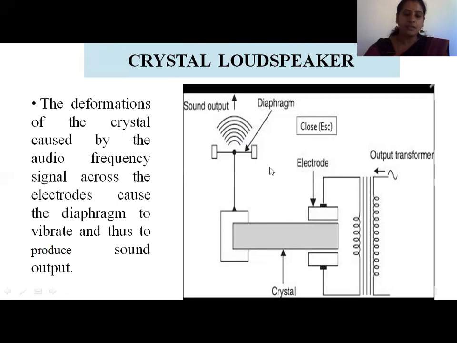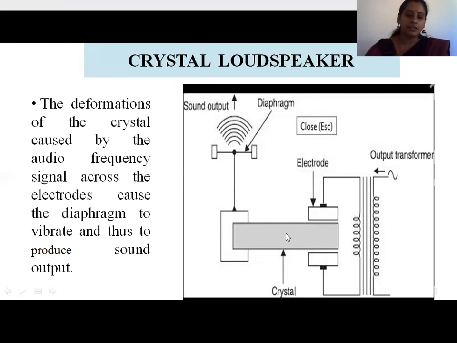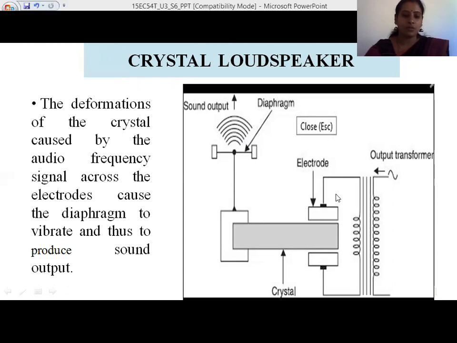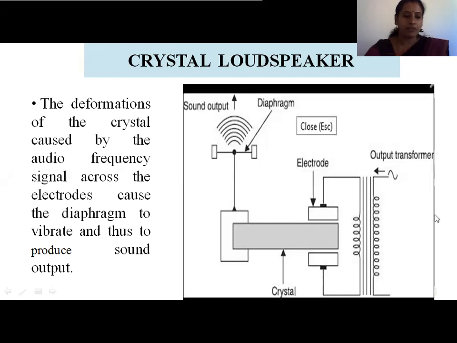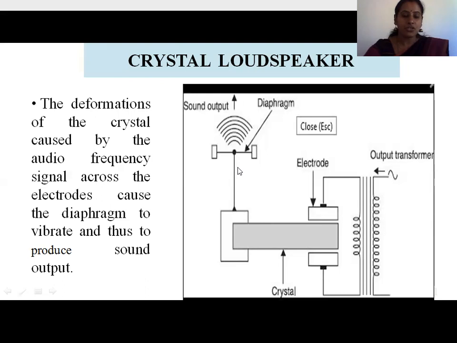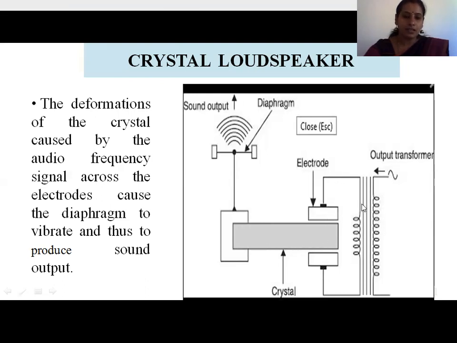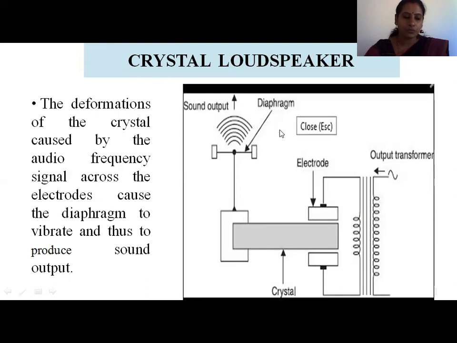So the crystal is clamped between two electrodes across which the audio frequency output voltage is applied. And the crystal is also mechanically connected to a diaphragm. So the deformation of the crystal caused by the audio frequency signal across the electrodes causes the diaphragm to vibrate and thus produce the sound output.